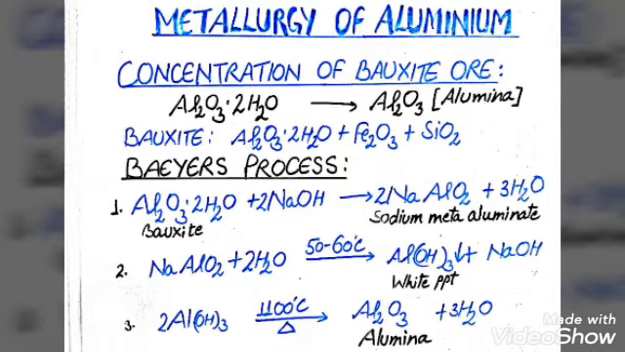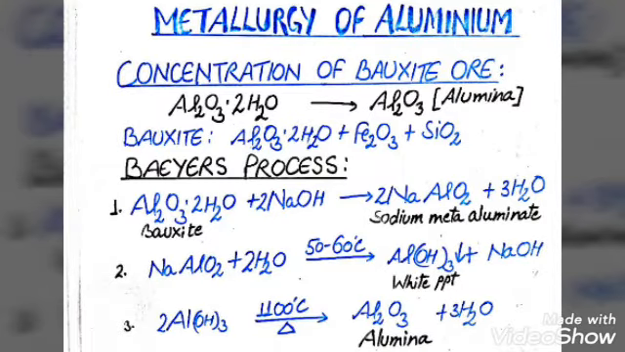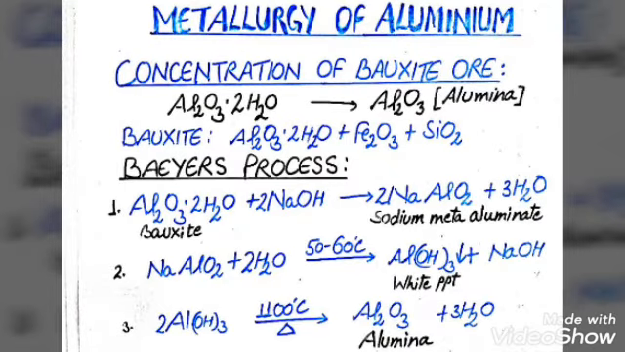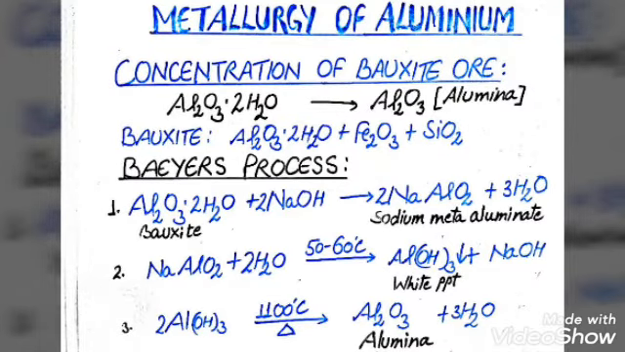In this process, powdered and pulverized bauxite ore is mixed with a concentrated solution of sodium hydroxide, when all aluminium present in bauxite gets converted into sodium metaaluminate. Ferric oxide and silica do not react with sodium hydroxide because they are not amphoteric in nature. Sodium metaaluminate obtained is soluble in water, so it can be separated by filtration.